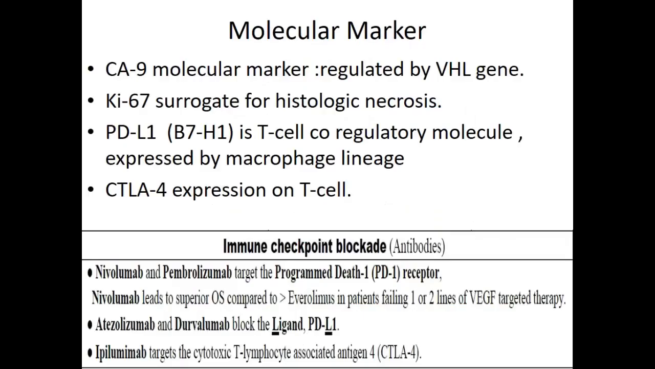Other molecular markers include cadherin-9, which is regulated by the VHL gene and hence is a prognostic factor for clear cell carcinoma. An increased level of this marker indicates a poor prognosis in clear cell carcinoma. Another is Ki-67, which is a proliferative index and a surrogate for histologic necrosis.